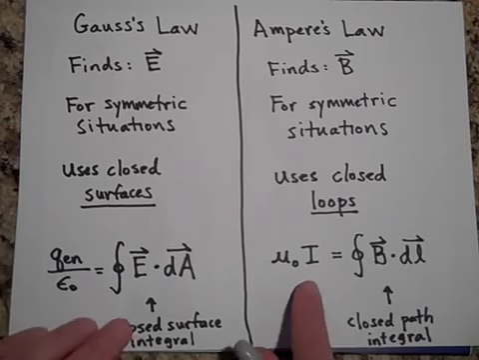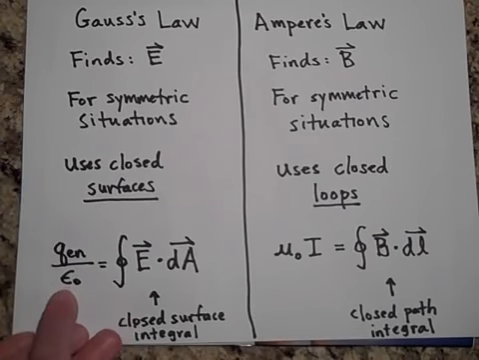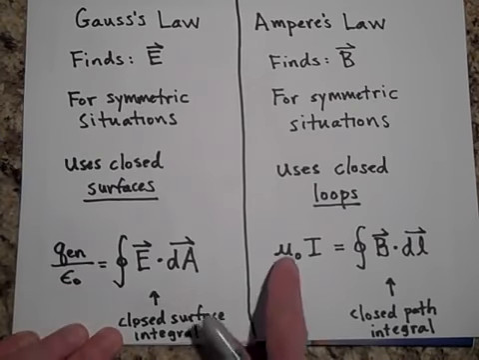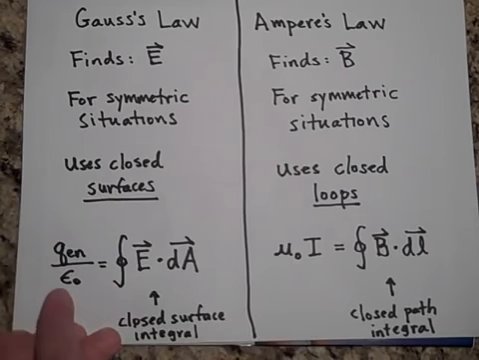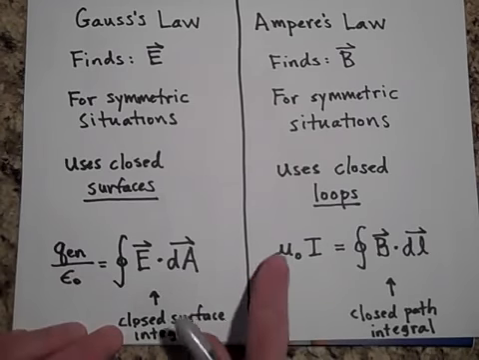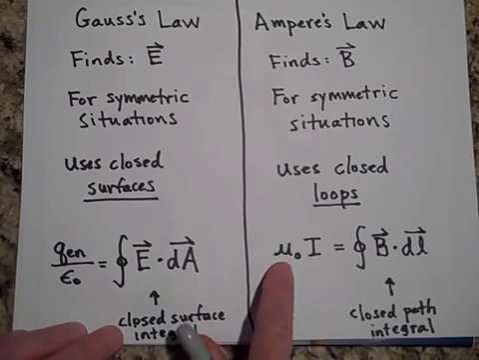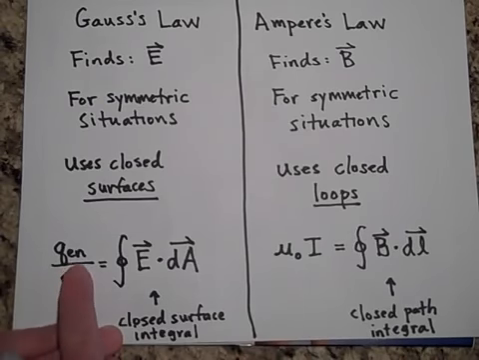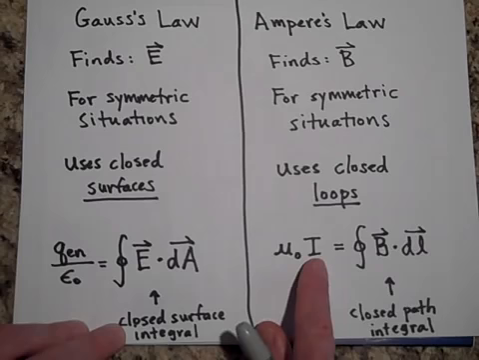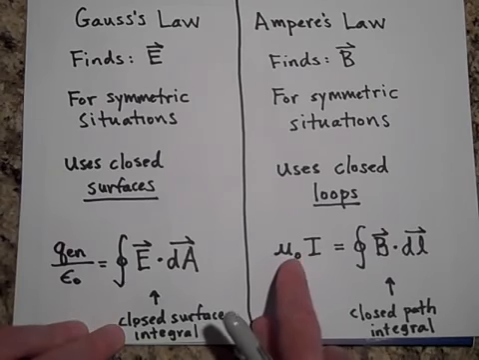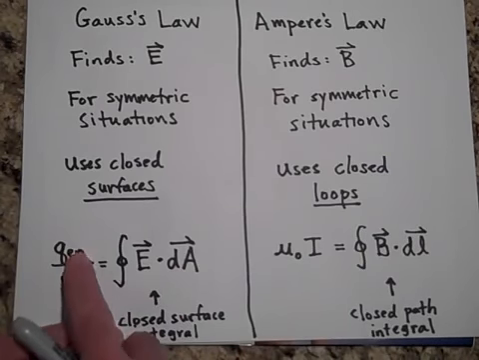But it looks very similar, doesn't it? This one has a constant epsilon naught. This one also has a constant mu naught. So this is the permittivity of free space. This is the permeability of free space. And this one had to do with what causes electric fields? Charges. Well, what causes magnetic fields? Moving charge or current. And so current times mu naught is very similar to Q enclosed over epsilon naught.